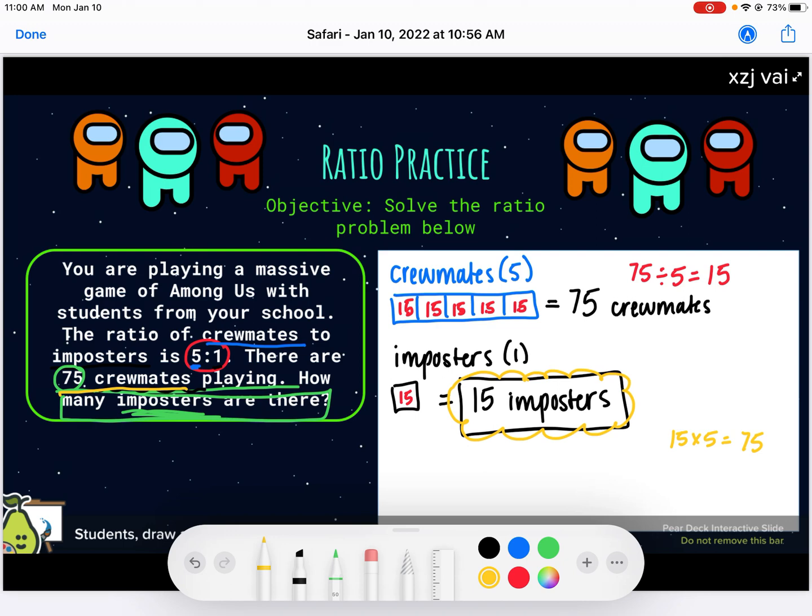All right, so remember, the big mistake that people make is just falsely identifying the key piece of information if it references the part or the whole. So this time we didn't add 5 plus 1 and divide by 6 because that 75 crewmates just told us about the part. That's why we only divided by 5 and didn't add 5 and 1, okay? Hopefully that makes sense to you. Try the next examples.